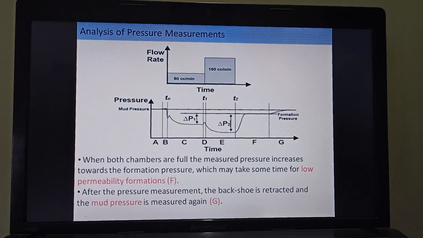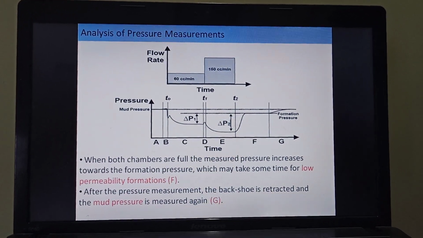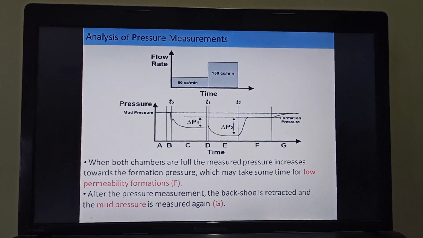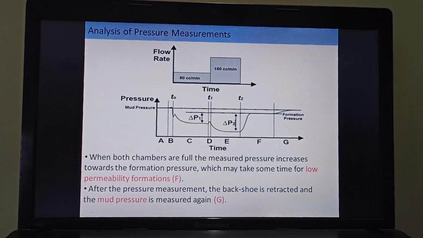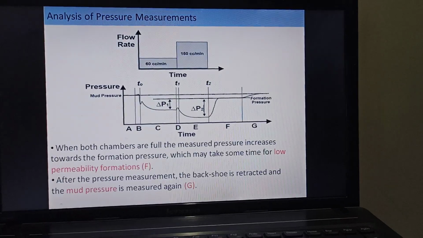After the pressure measurement, the back shoe is retracted again and the mud pressure is measured again at point G, which is indicated by region G, and at point G the mud pressure is equal to the hydrostatic pressure of the mud column.